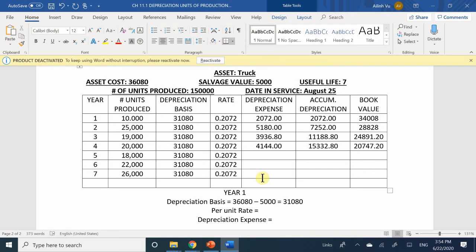Okay, I did not get that. Let's do that again. 36,080 minus 15,332.80. I got 20,747.20. Anybody else? Did they get the same answer? Different answer? 20,747.20, right? Okay, I got that now. All right, no worries. Let's keep going.